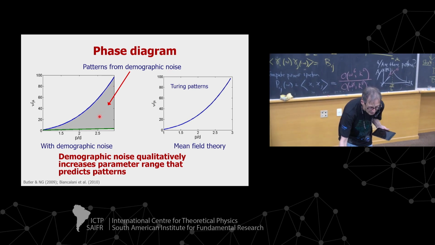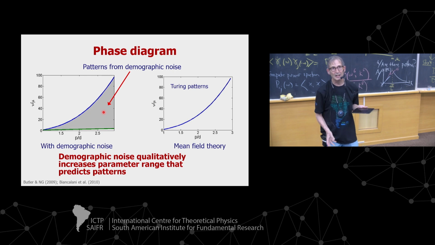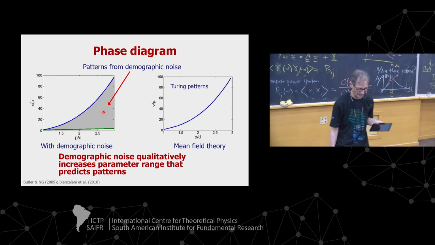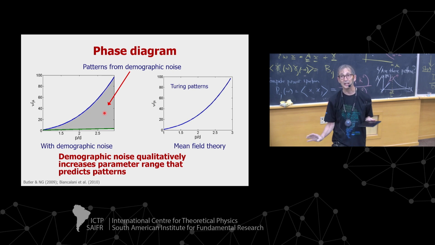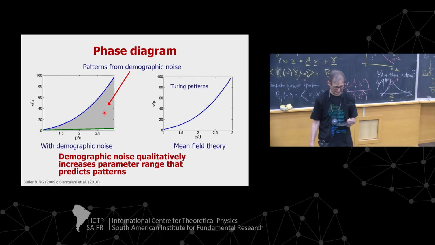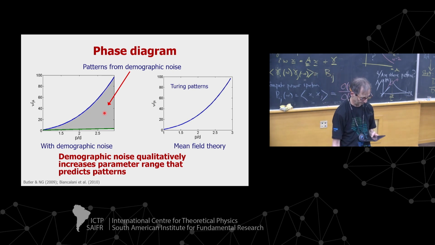So this is what we just calculated. Okay, before your very eyes, missing out lots of algebra, but you got the idea. With demographic stochasticity, this gray area here shows you that stochastic noise will generate patterns in this area here. So it's much easier to get stochastic patterns. Okay, so the big take-home message is demographic noise qualitatively increases the parameter range that predicts patterns.